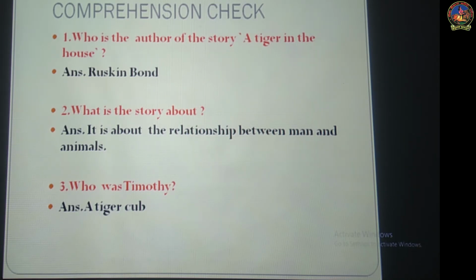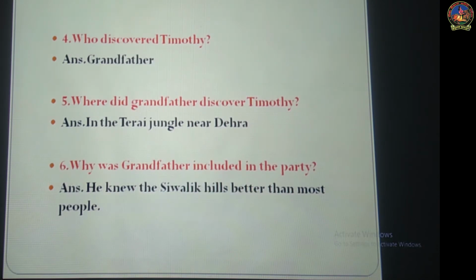Let us see the fourth question. Who discovered Timothy? Grandfather. The author's grandfather discovered Timothy. Where did grandfather discover Timothy? Next question, question number 5. In the Tarai jungle near Dehra.